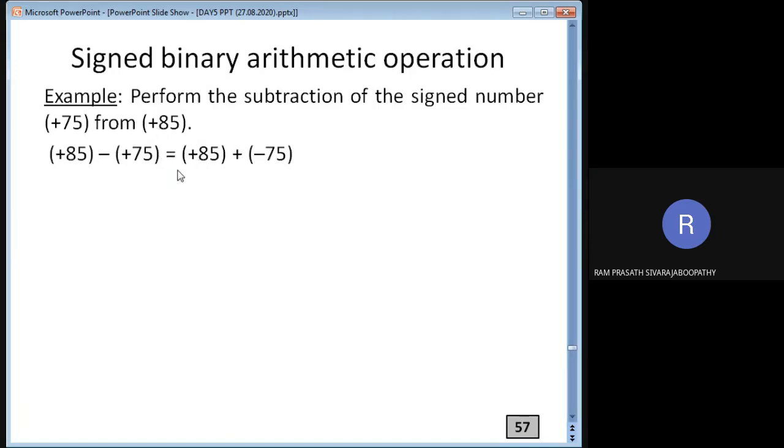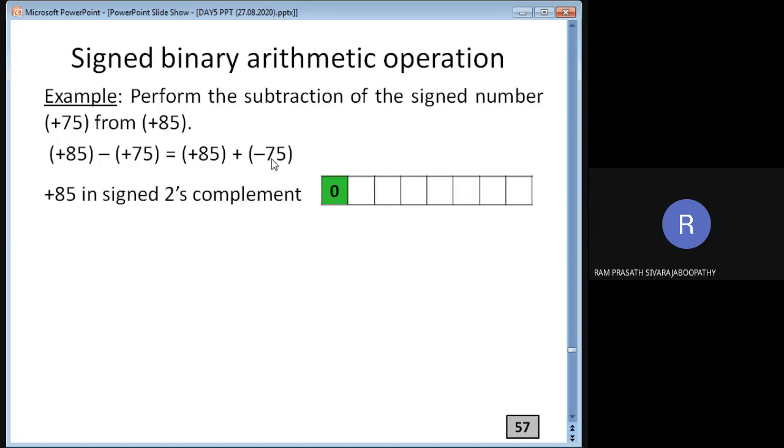Correct? First, see what we do. Plus 85 minus plus 75. From means we have to subtract 75 from 85. Okay, here I am going to change this in terms of addition. How am I performing it? Plus 85 plus of minus 75. So first, what are we going to do? We take plus 85 in signed 2's complement form as it is. That's it. We already discussed this in the last session, do you remember? We said addition and subtraction in terms of 2's complement addition. That is what we are seeing here. Fine. So this is the equivalent binary value for plus 85 in signed 2's complement.